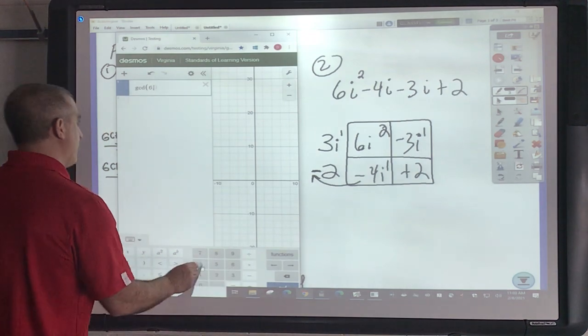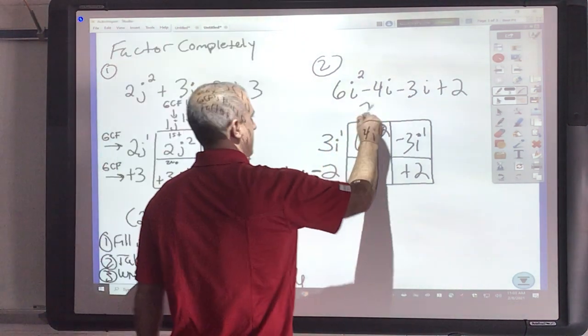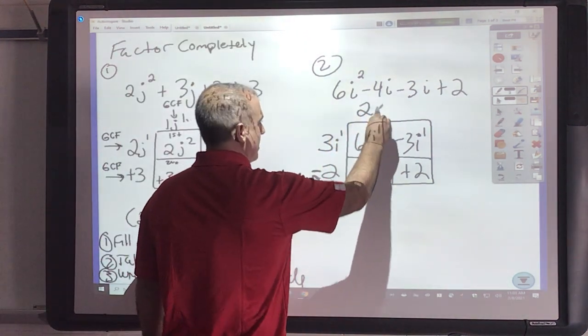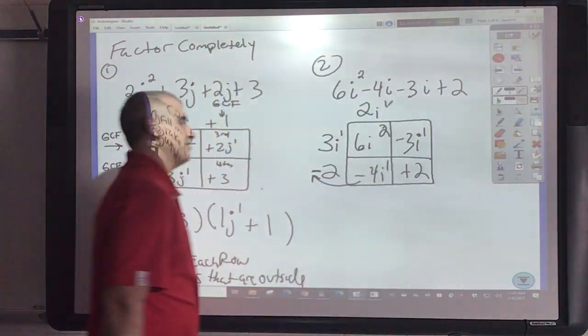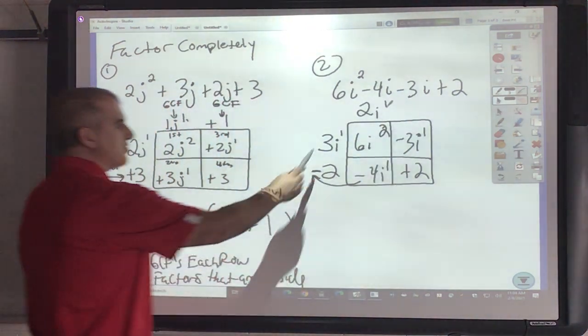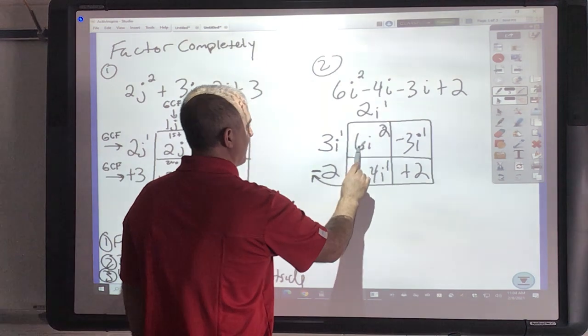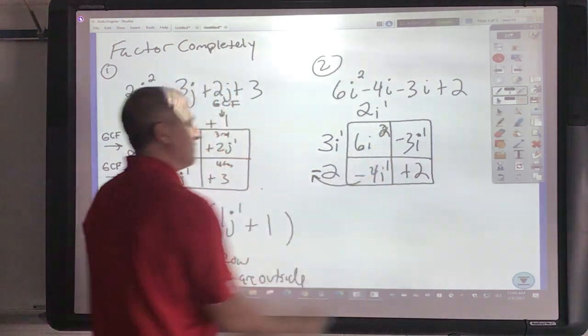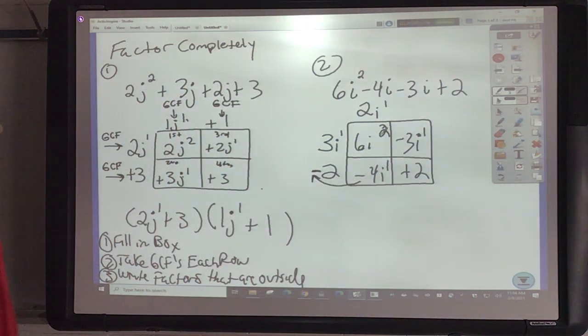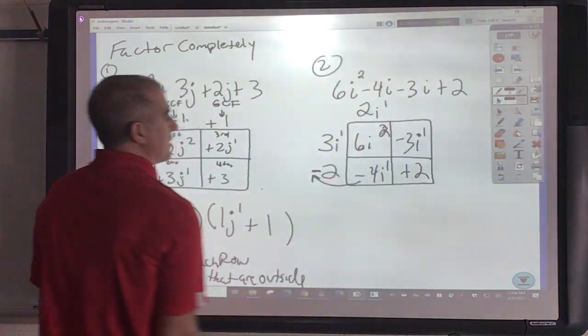6 comma 4, which is 2. They both have an i, and that smallest exponent is 1. Okay? You could have also got that because 3 times 2 would have to give you 6, and 1 and 1 would have to give you 2. Okay? All right, some of you already probably know what this number over here has got to be.